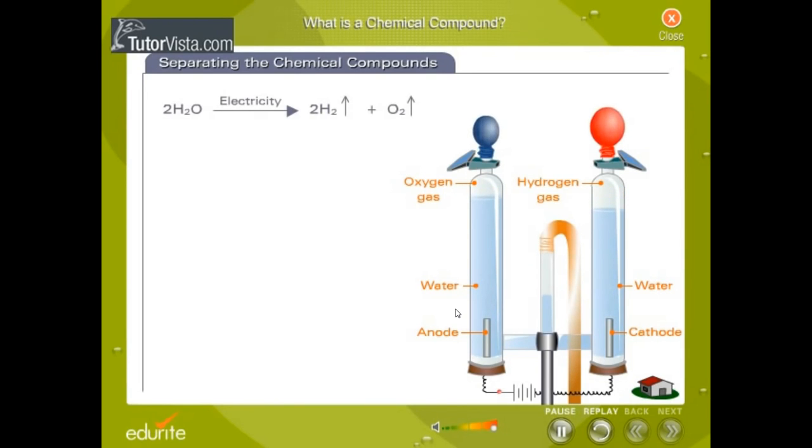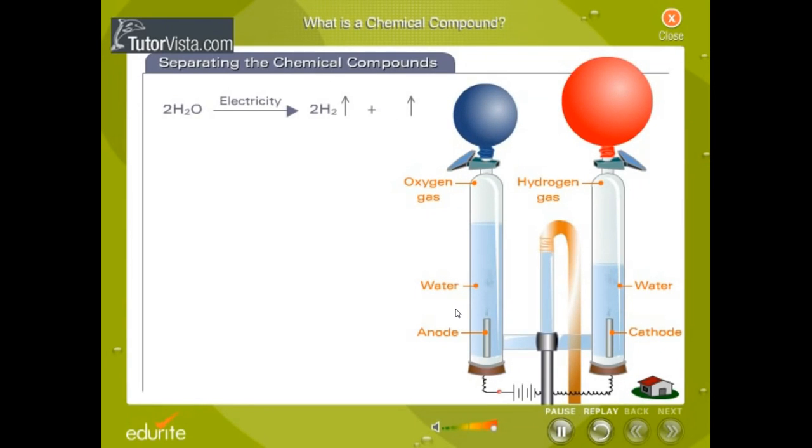Oxygen atoms bubble up to fill the blue balloon, while hydrogen atoms fill up the red balloon. There are 2 hydrogen atoms for every atom of oxygen in a water molecule, H2O. Therefore, the red balloon fills up faster.